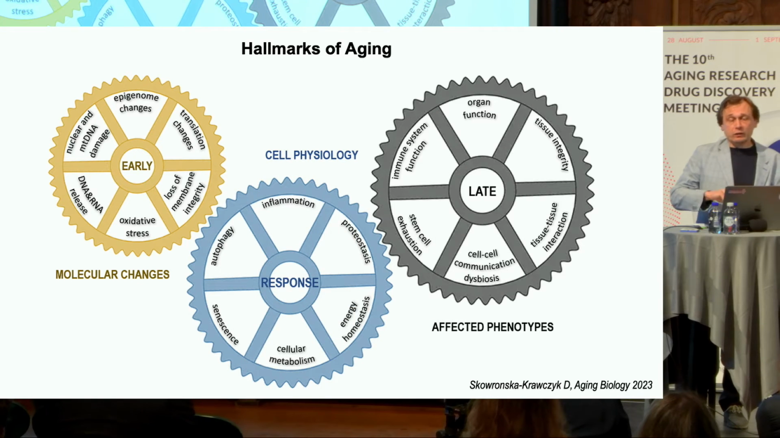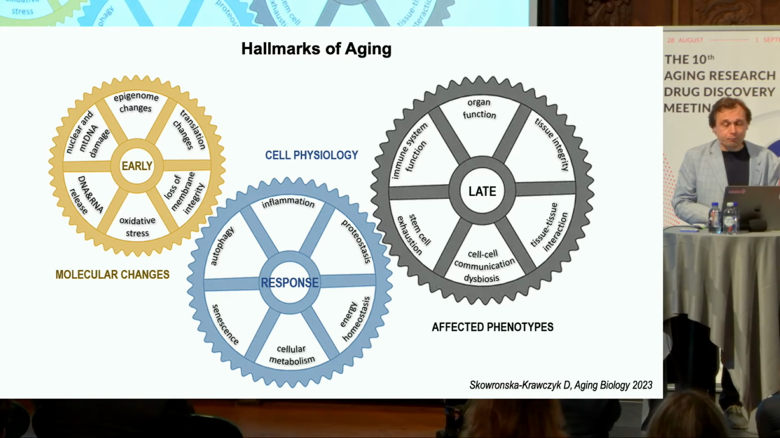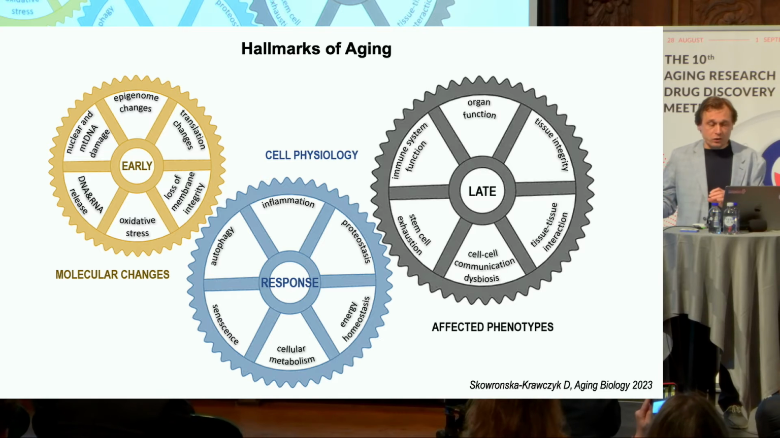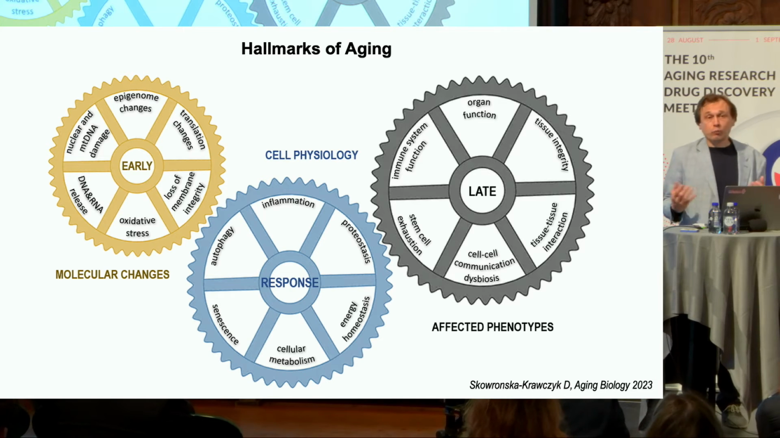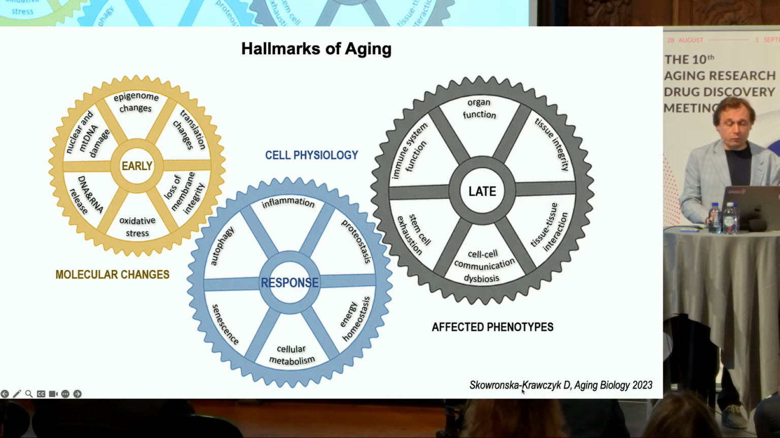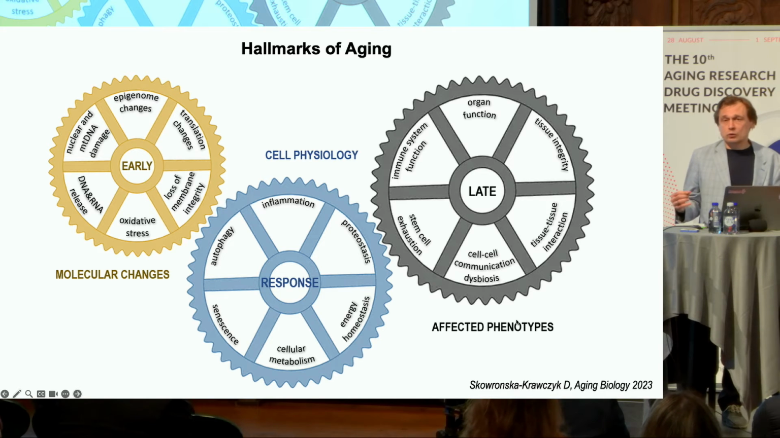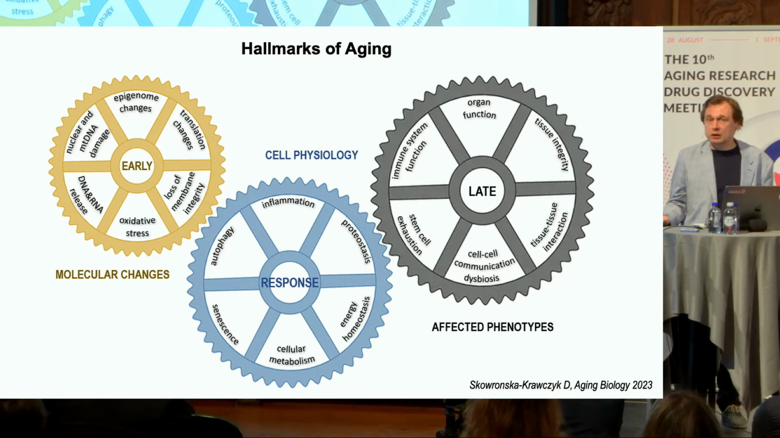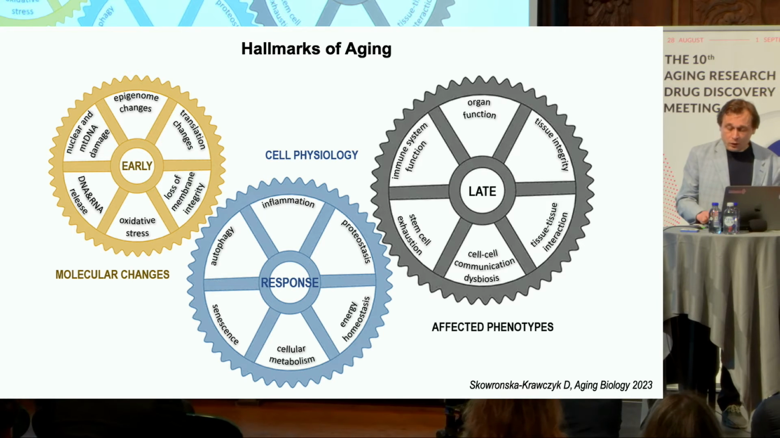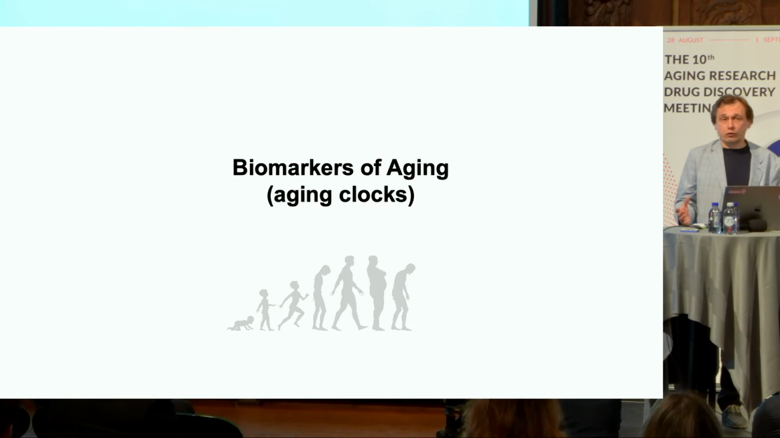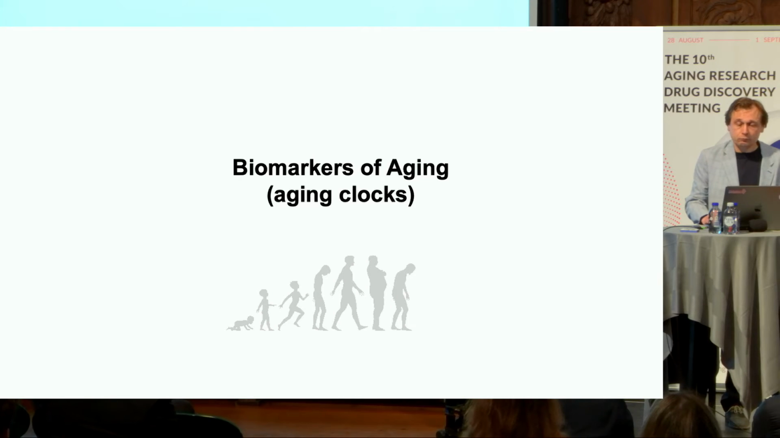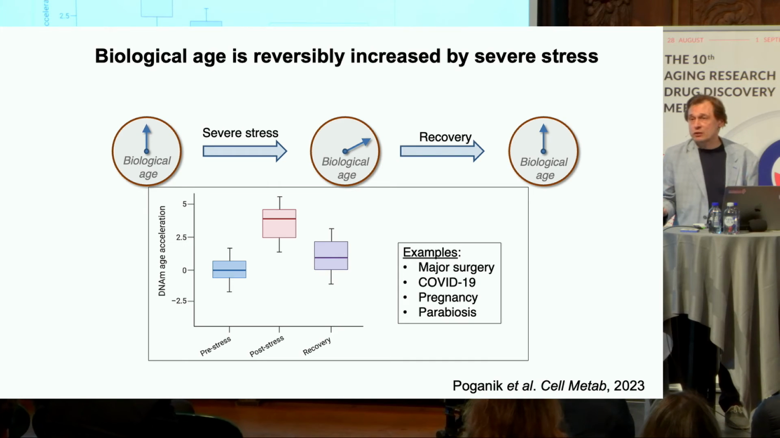Now I'd like to move from these patterns of lifespan control to age-related changes. And they are often represented by hallmarks of aging. And I took this figure from a nice paper by Dorota Skowronska-Krawczyk, where she illustrates these hallmarks of aging. And of course, it's a very useful concept, but to me, it's not sufficiently systemic and also not really quantitative. So we often instead use biomarkers of aging, so-called aging clocks, or Horvath clocks, because Steve Horvath is the first one who actually conceived this idea. And I will show you a couple of examples from recent papers that we published this year.